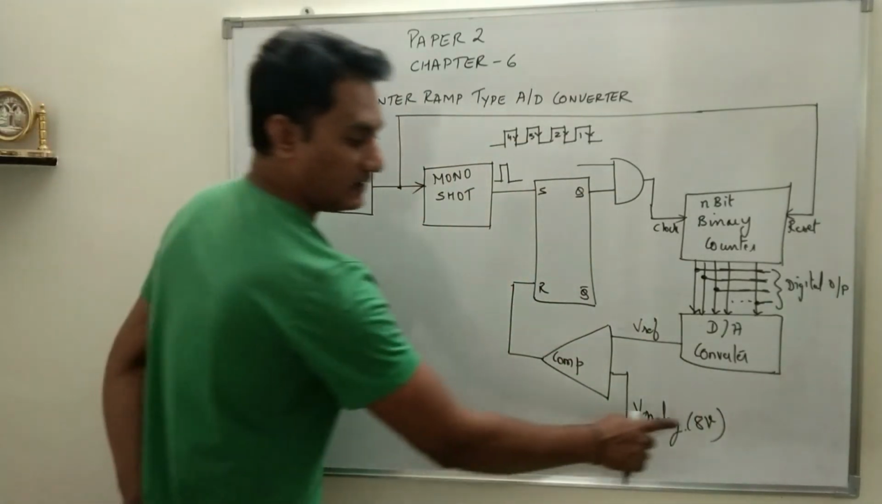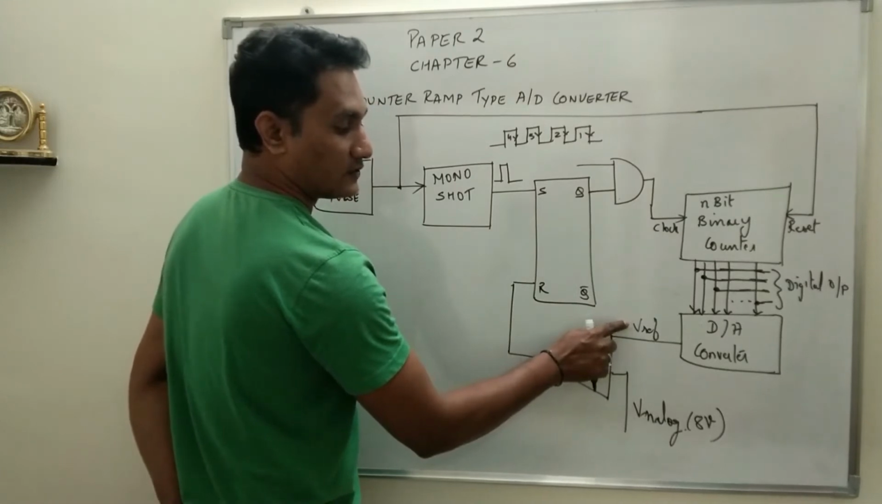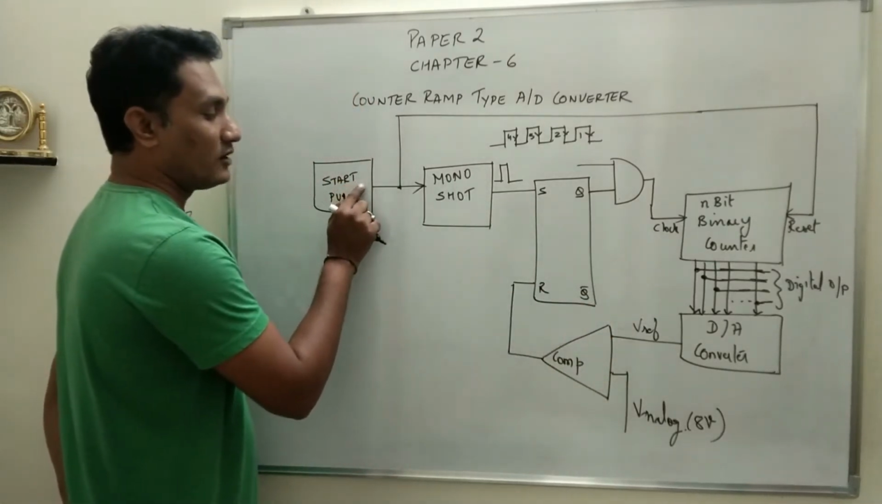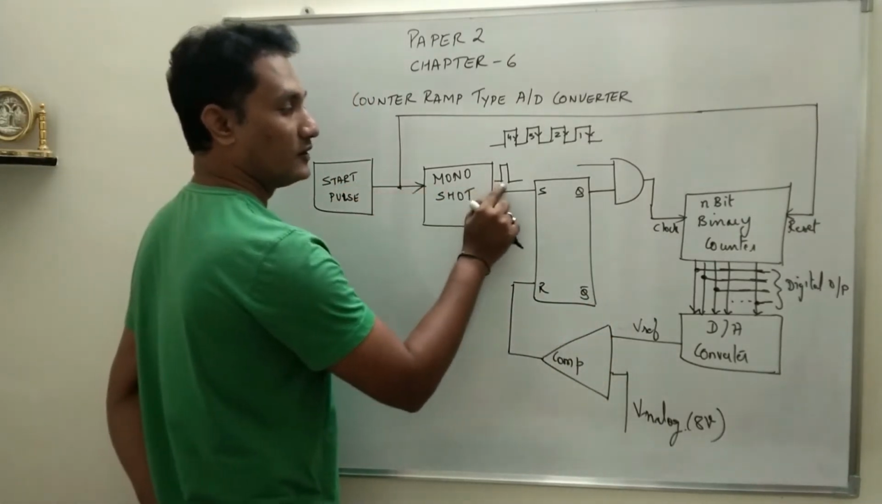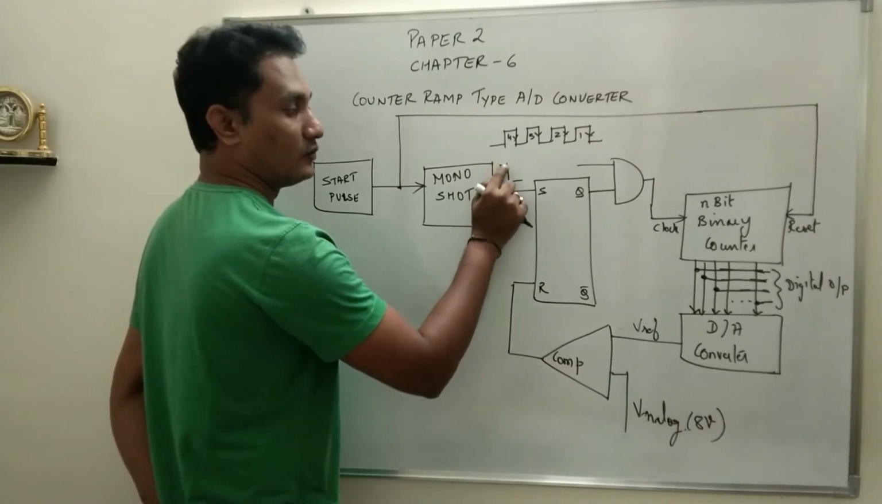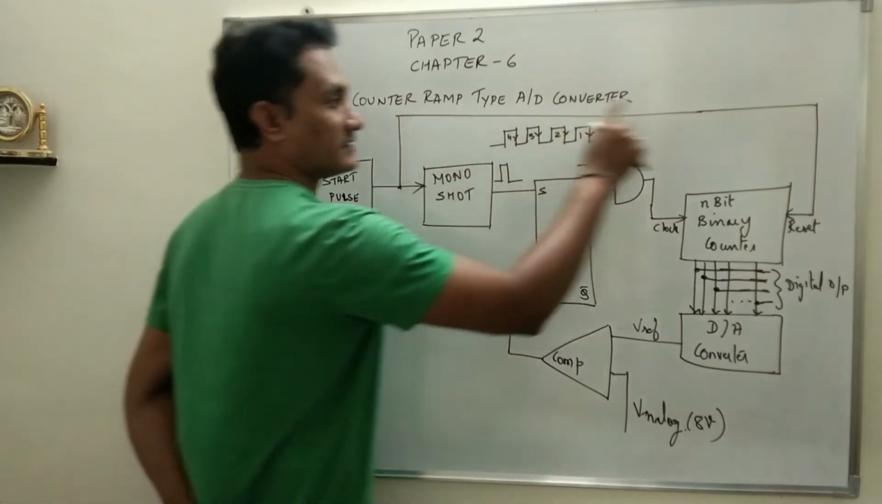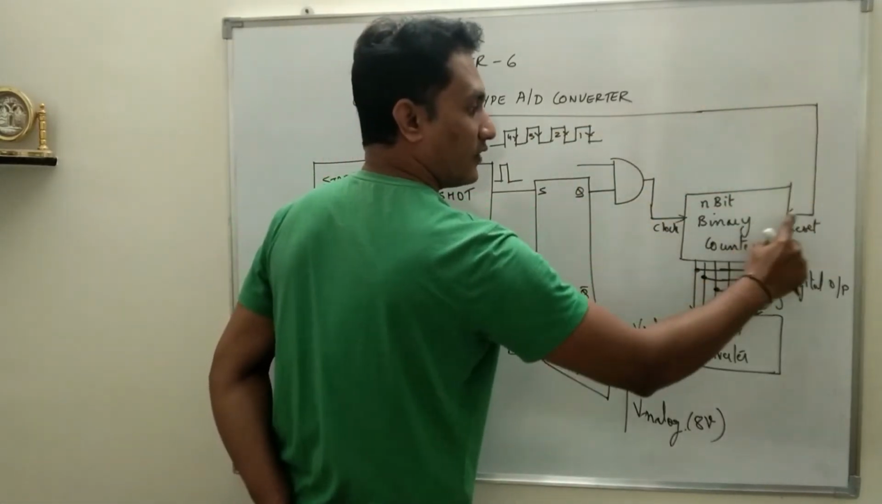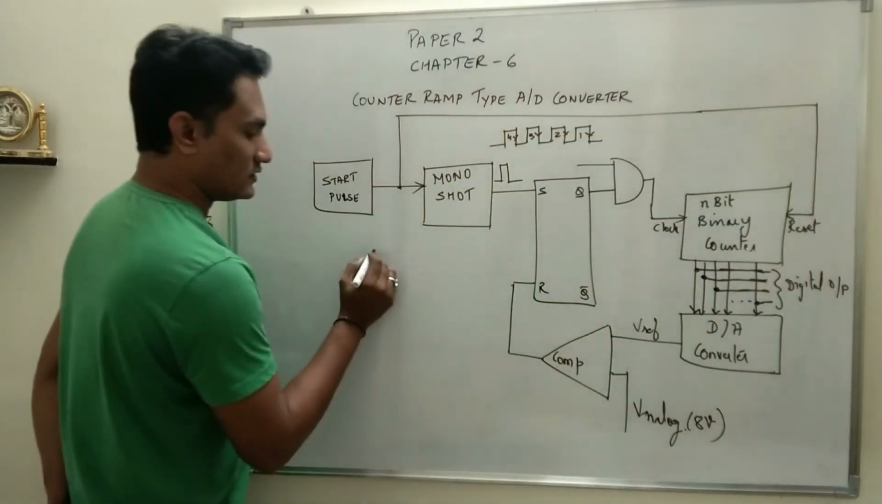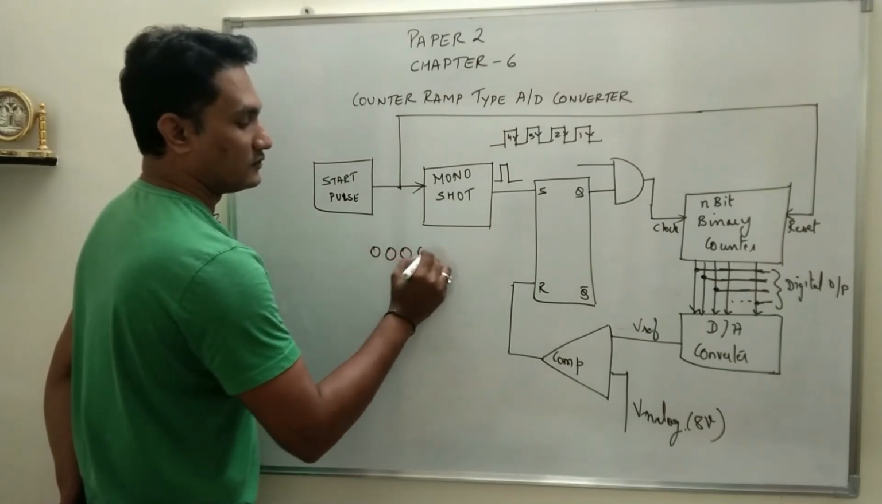So now that 8 volt is compared with the reference voltage. What we said is, as soon as you apply start pulse, the monoshot will provide a trigger. The output of the monoshot will go 1 for a small duration of time, and at the same time the flip-flop will reset to 0 0 0 0. It will reset to its initial condition.